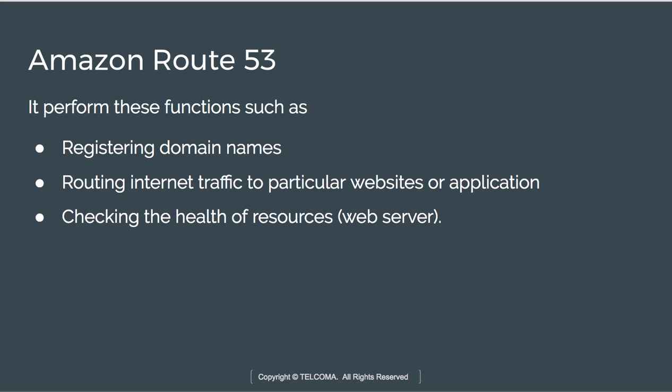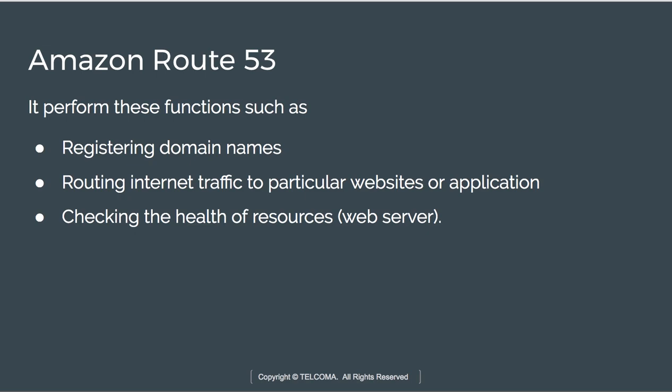These are the functions. It performs three main functions. First is registering domain names. Route 53 lets you register domain names such as telcoma.com. Then we have routing of internet traffic to a particular website or application. And the third one is checking the health of the resources, that means web servers. So it performs domain registration, DNS service, and health checking.